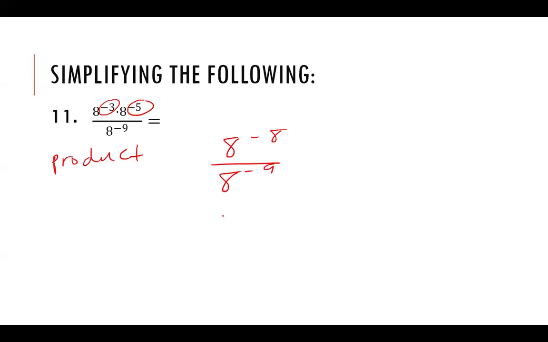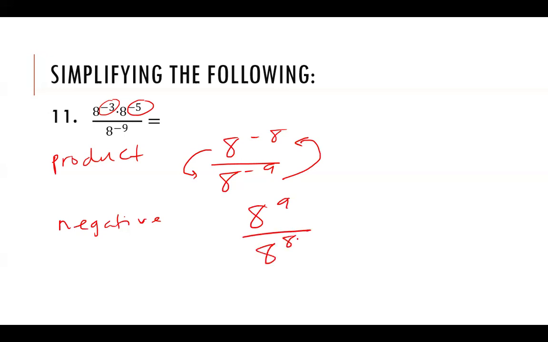Okay. At this point, you could choose to use the negative rule now, or you can wait to use the negative rule. Does it matter when you use it? No. I'm going to choose to use the negative rule now. The negative rule says that if I have a negative power in the numerator, it actually belongs in the denominator. If I have a negative power in the denominator, it actually belongs in the numerator. So I'm going to go ahead and make that change. And that gives me 8 to the 9 over 8 to the 8.